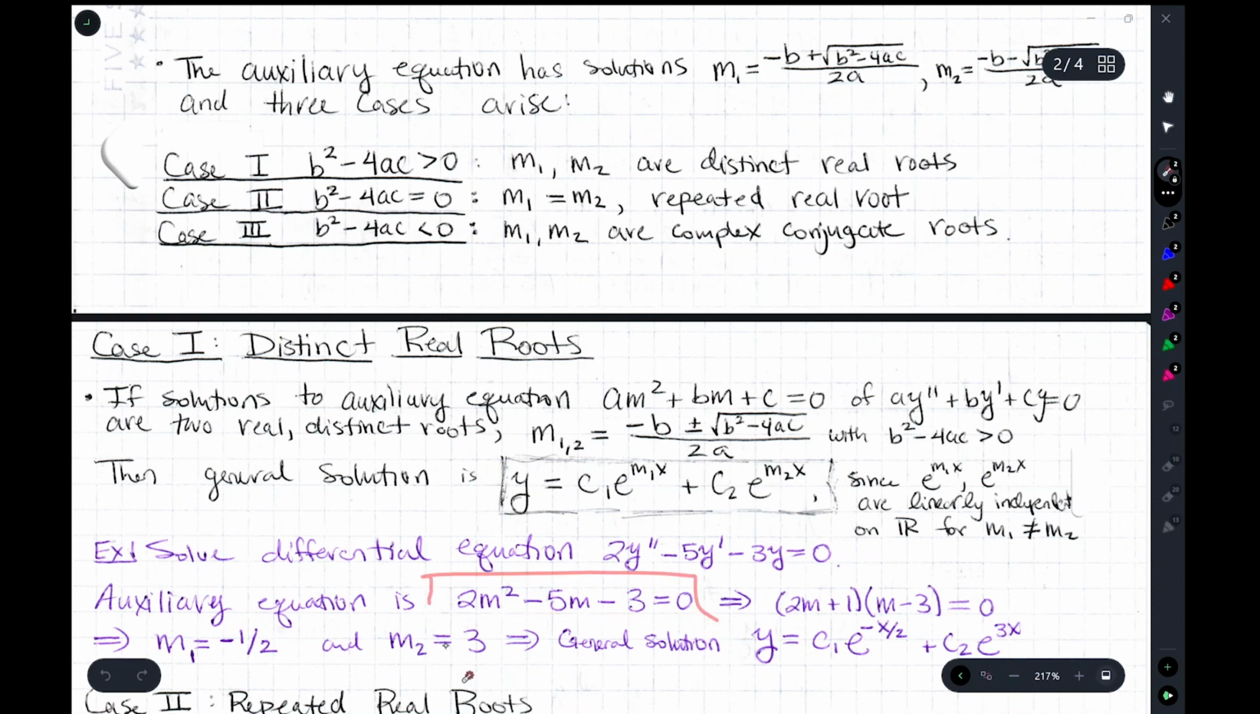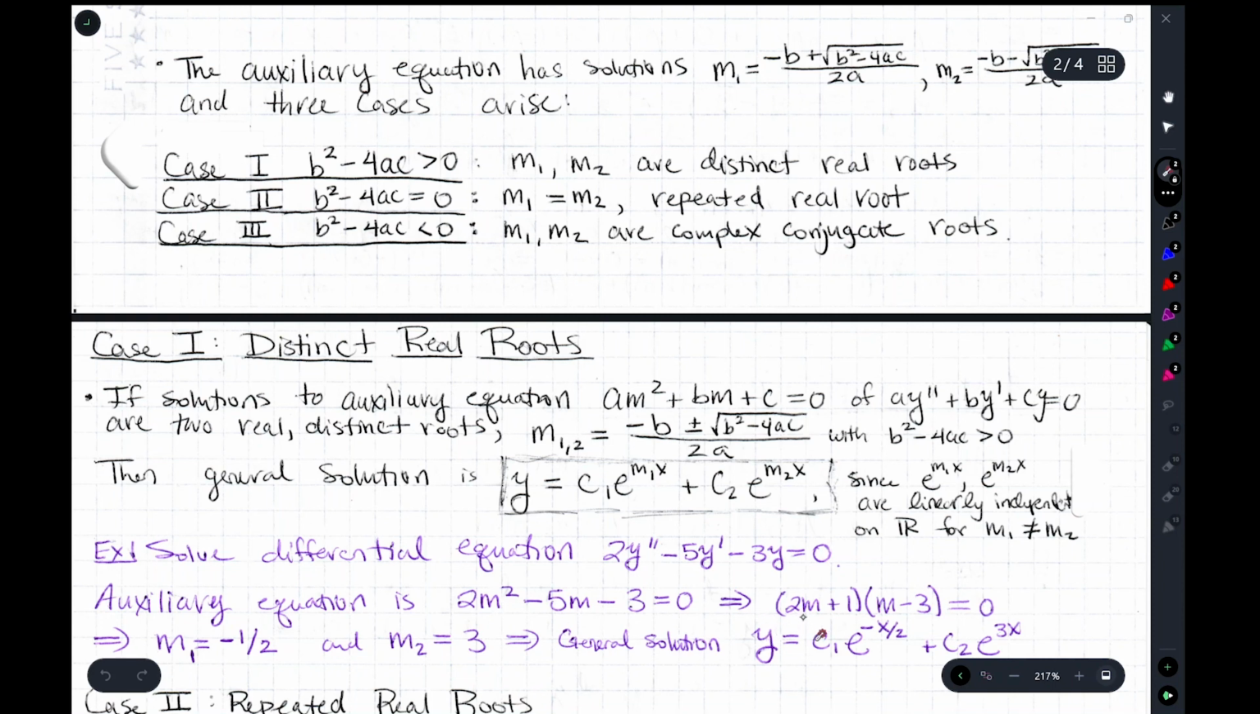Well, we get this quadratic equation. It's a polynomial. We solve it by factoring. We could just guess what the factors would be, and we end up with these two factors. And so this is 0 if this is 0 or this is 0. And so we get these two solutions.